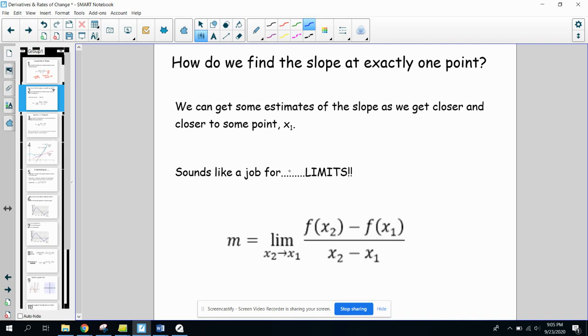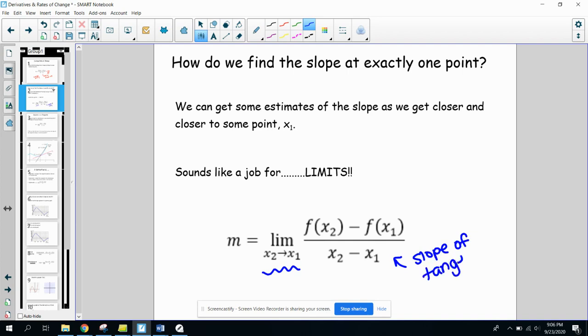Here we have the same equation as in the previous slide. The difference is that we have this limit in front, right? The limit as x2 approaches x1 of this function. So this is saying, again, the change in y over change in x, but x2 is approaching x1, so it's getting closer and closer and closer. With the limit in front, this slope is actually the slope of the tangent line.